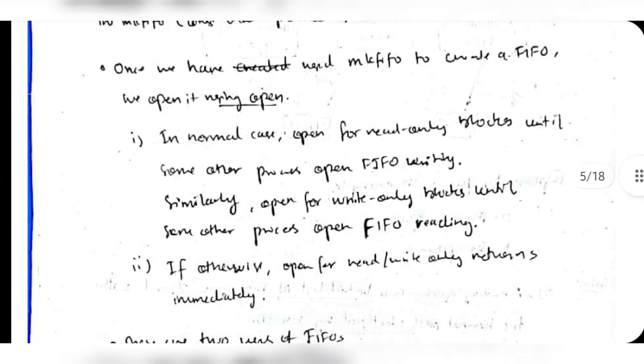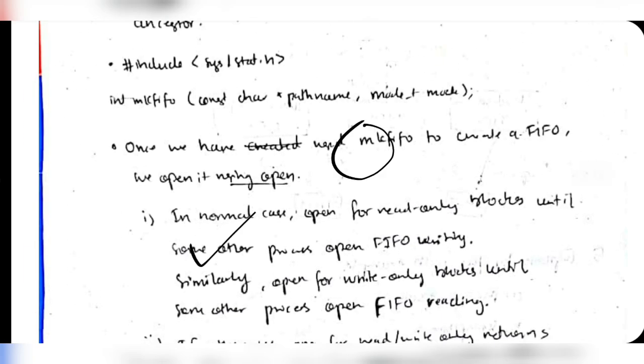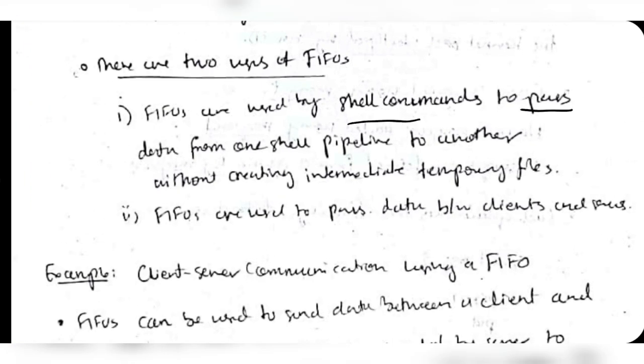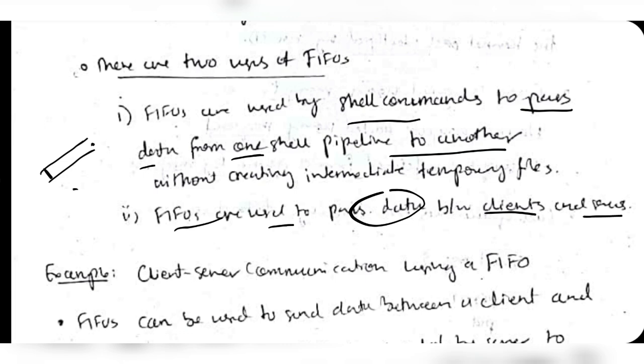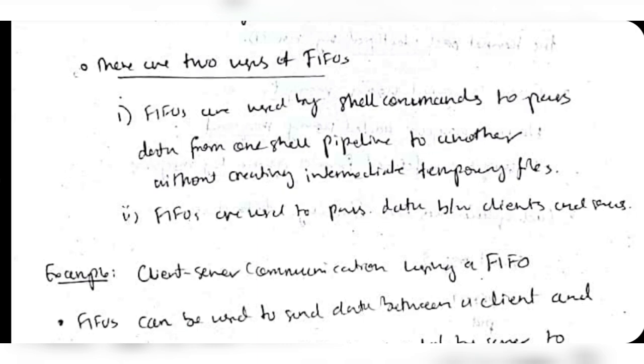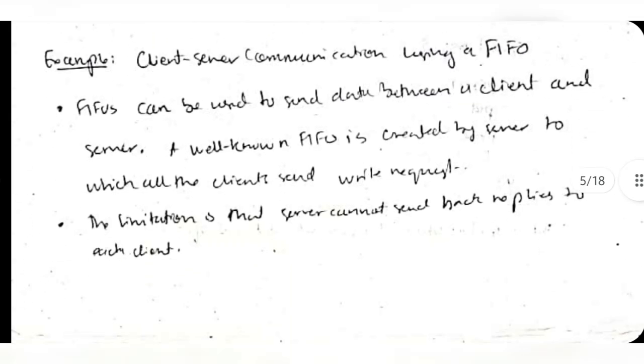Okay, so this is basically how you create a FIFO and open it. And after that, what are the uses? Why are we creating FIFO? FIFOs are used by shell commands to pass the data from one shell to another. Okay, FIFOs are used for just the data transfer. And FIFOs are used to pass the data between clients and servers. So in the same system, the shell passes the data from one pipeline to another pipeline. Also, it can be passed between two other systems, between clients and servers. Now we'll be focusing on how we initialize client server communication using FIFO. Okay, so yeah, that's it.